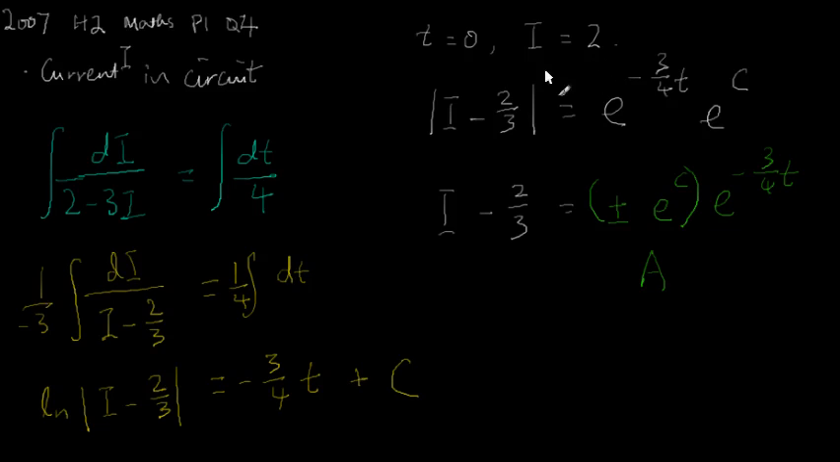Okay, so let me try and solve for a now, using these initial conditions. So when t is 0, I is 2. So let's substitute. I is 2. That's a. And that's e to the power of 0, since t is 0. So we just get 1. Okay, so therefore, a is equal to 4 over 3. So now we have the answer. And I'll just substitute a and rearrange that to get I.